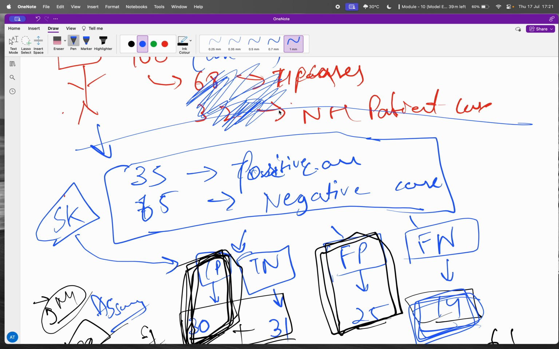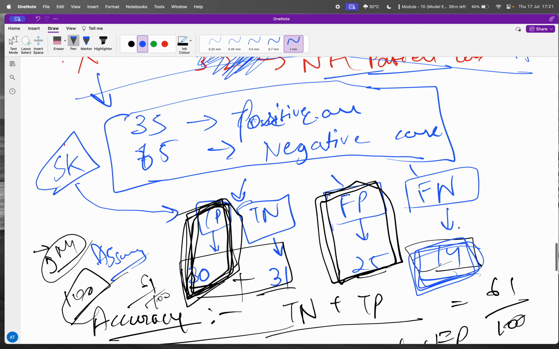Okay, and we know that what are actual cases? True positive and false negative. If you add both of them, you will get the actual cases. So 30 plus 25 is 55. So true cases were 55. Now, how many not heart patient? So 100 minus 55 was 45. Now this is correct.